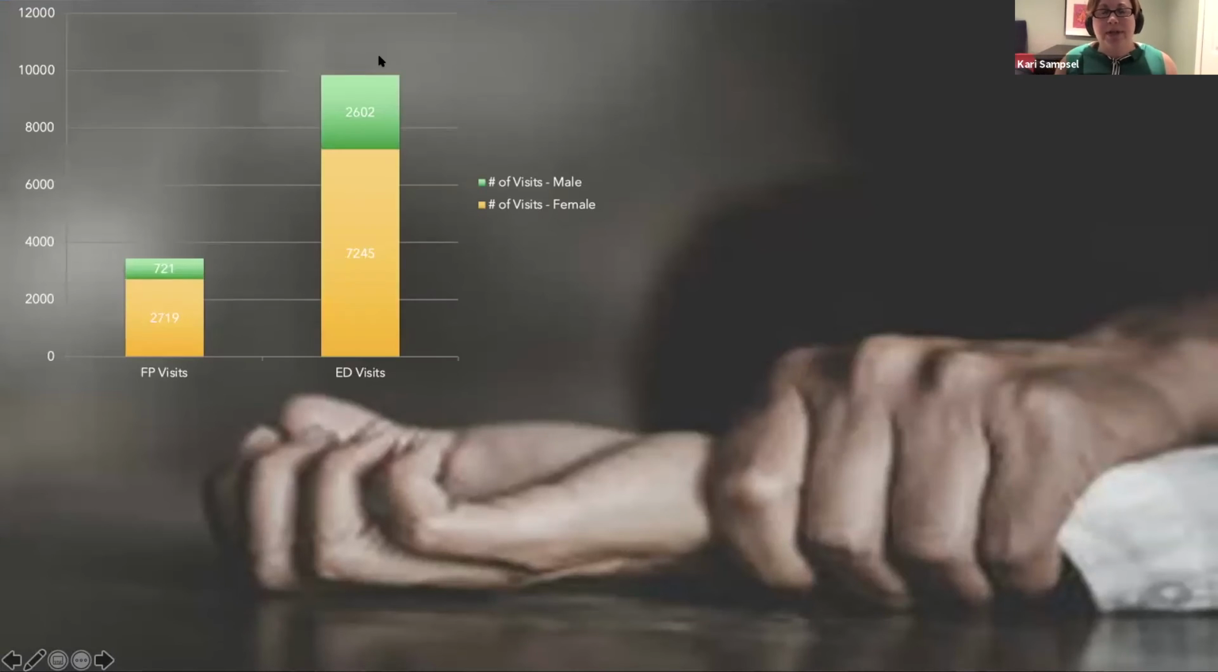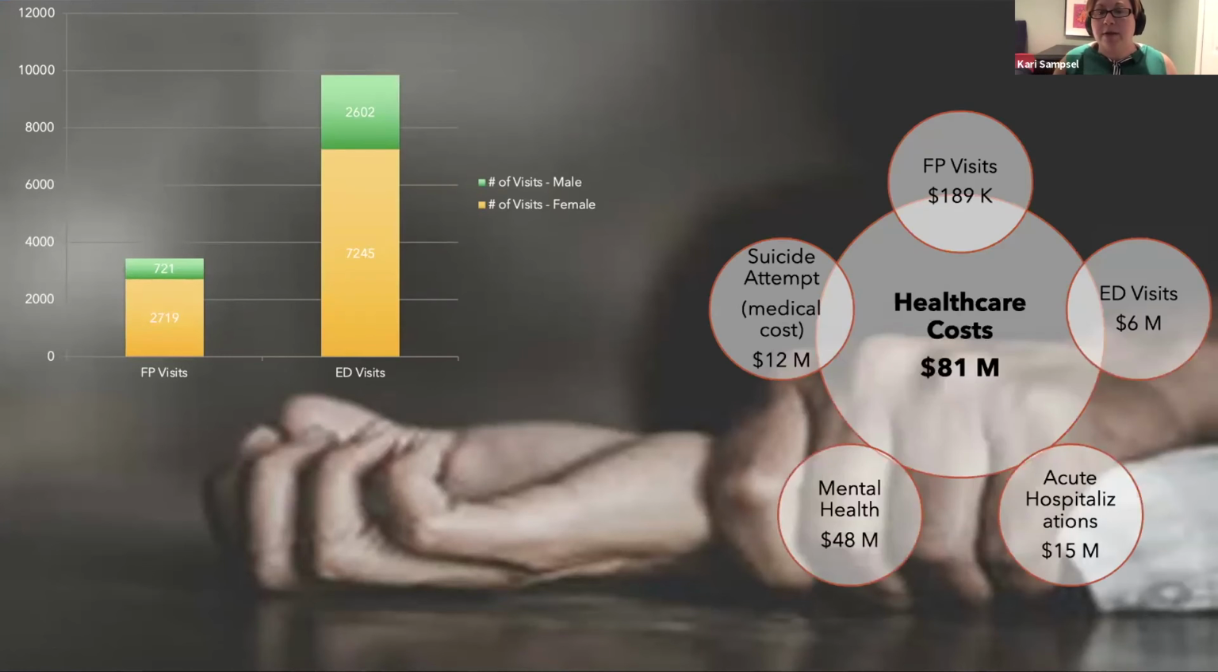What do we know about this? These patients come to the emergency department. There are far vaster numbers of people visiting the ED post-violence than visiting any other type of practitioner, probably because we're open all the time and we are the trauma centers for most places. So people can come to us and get help. And there are significant healthcare costs associated with caring for these patients in the emergency department sphere.